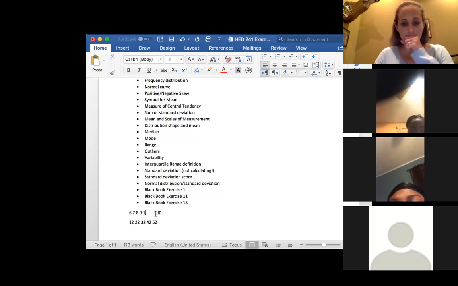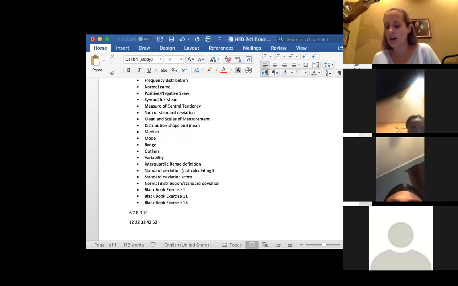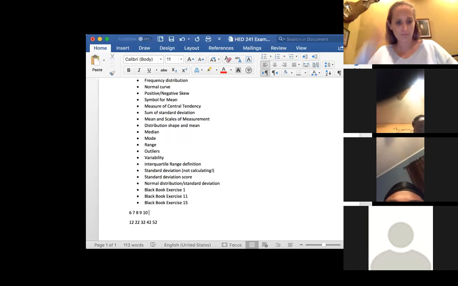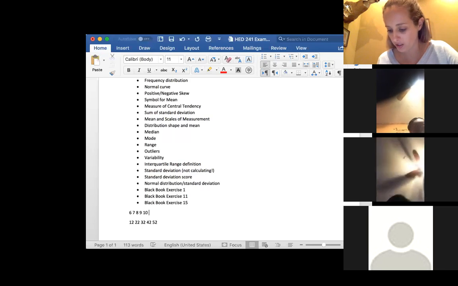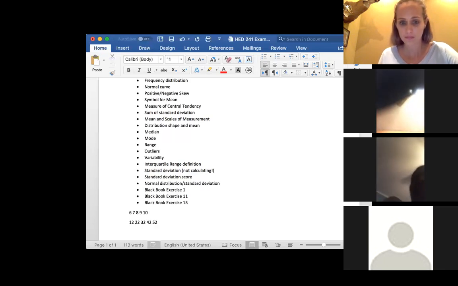So just looking at that, which one has the smaller standard deviation? The top one. Okay. There's, I believe, one question on your exam like that. Oh, okay. All right.